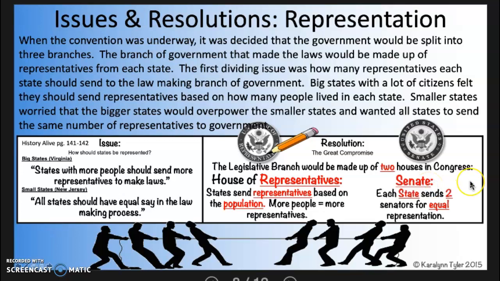The Senate was the opposite. This was the idea of the smaller states with less population. The Senate is where each state would send 2 people for equal representation. And then for the laws to pass, it would have to go through both the House of Representatives and the Senate. If a law didn't go through both, it would not become law.